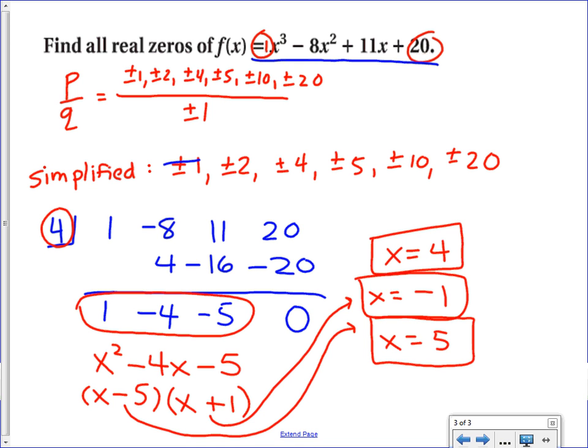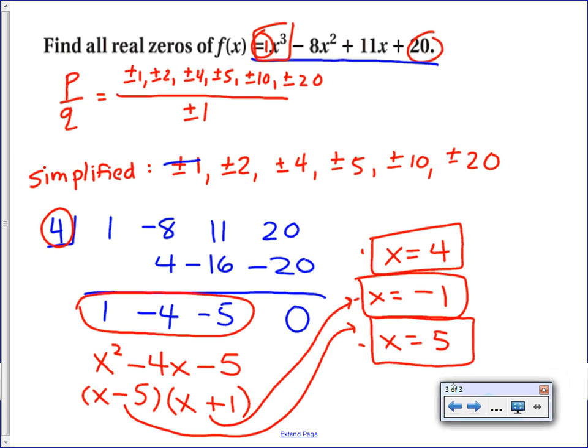And sure enough, we ended up with 1, 2, 3 answers for x, which is what we expected because this function was x to the 3rd power, okay? And that's how you'll do numbers 3 and 4 off your homework.